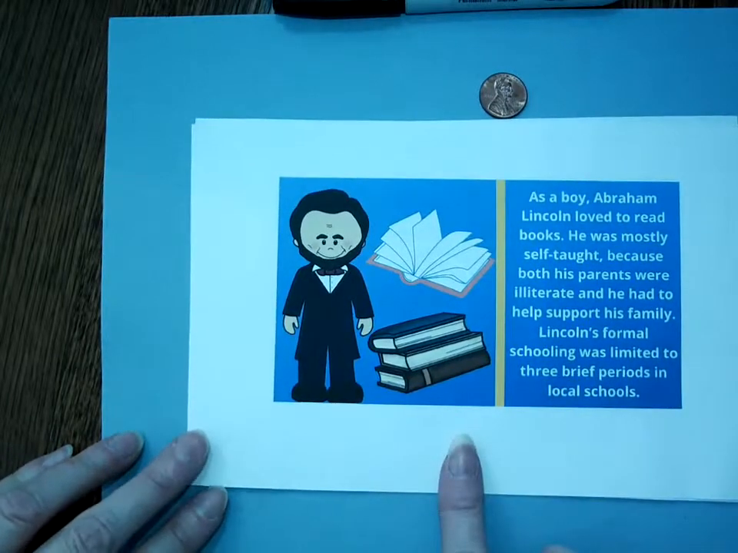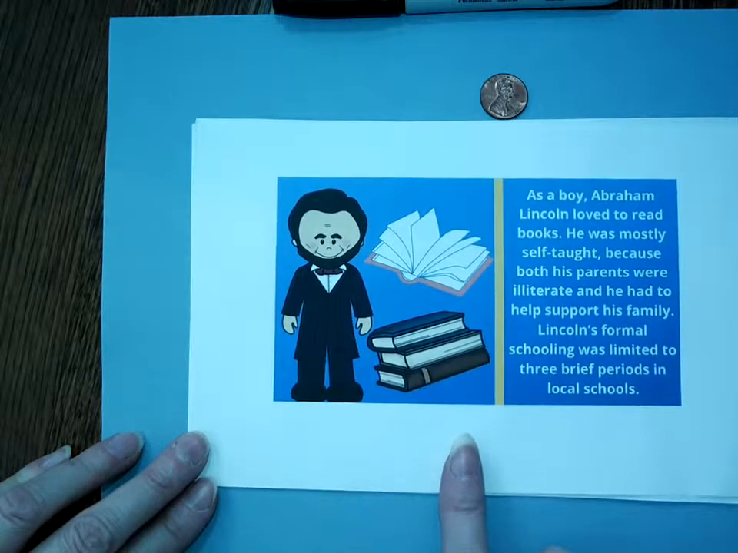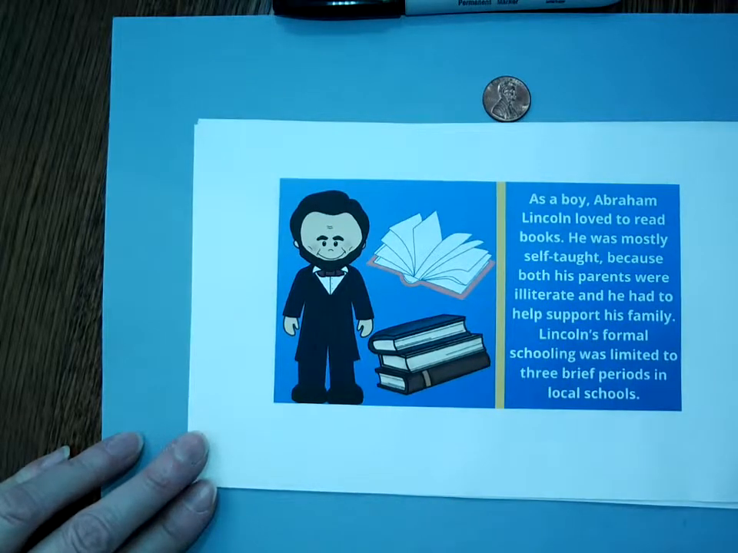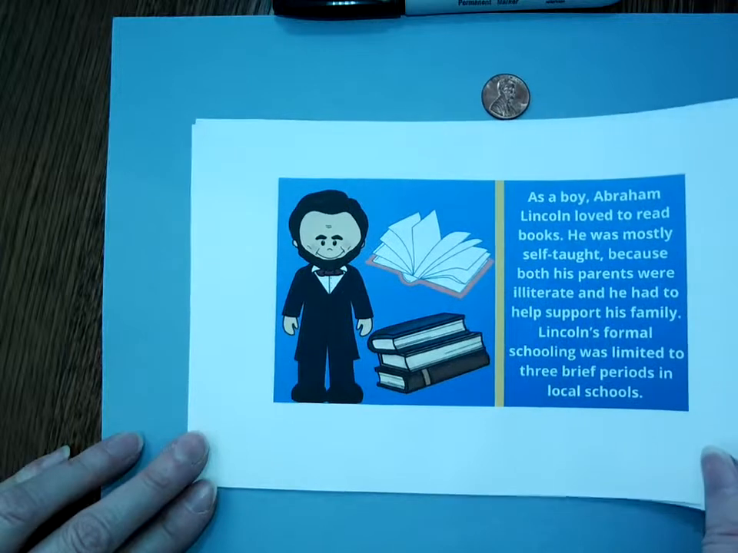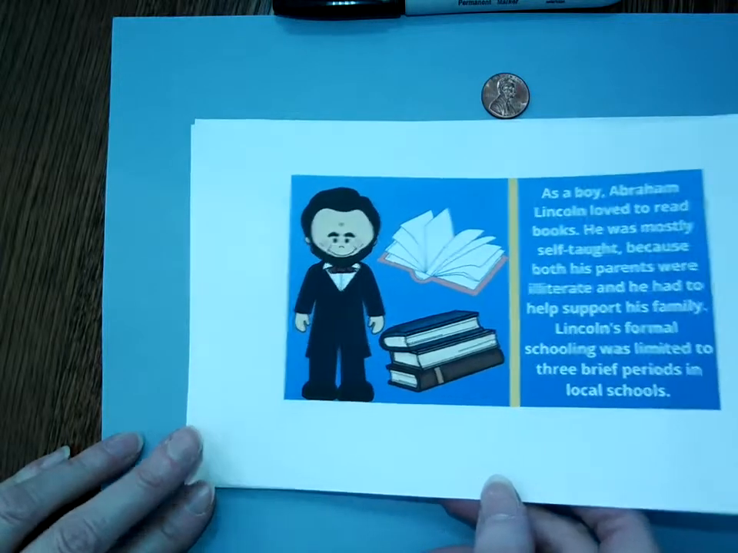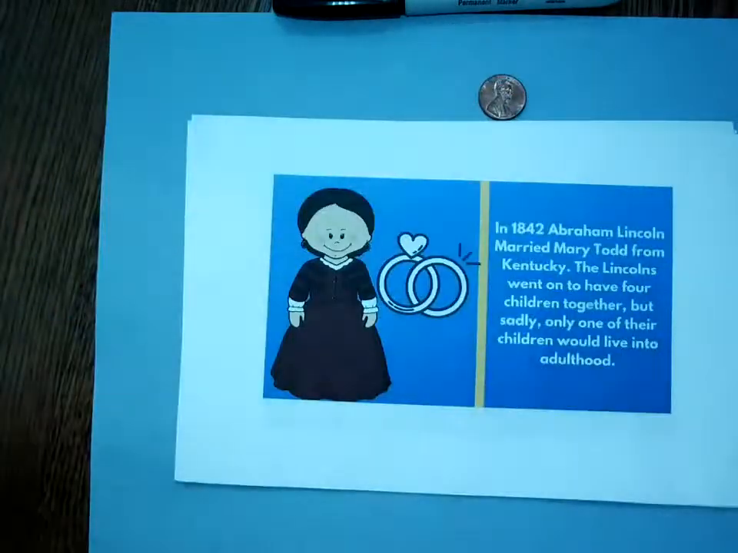As a boy, Abraham Lincoln loved to read books. He was mostly self-taught because both his parents were illiterate. That means his parents didn't know how to read, and he had to help support his family. Lincoln's formal schooling was limited to 3 brief periods in local schools. So a lot of the things that he learned, he taught himself.